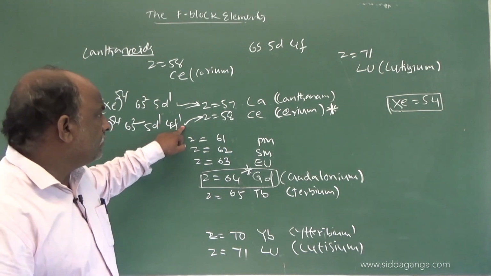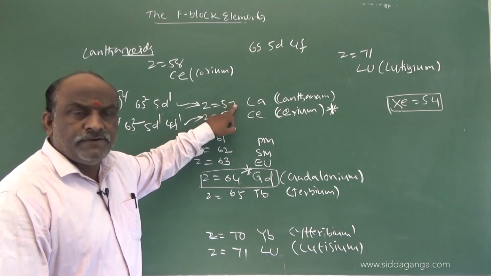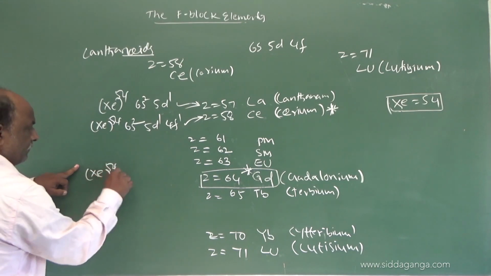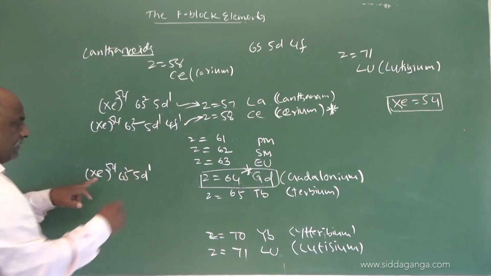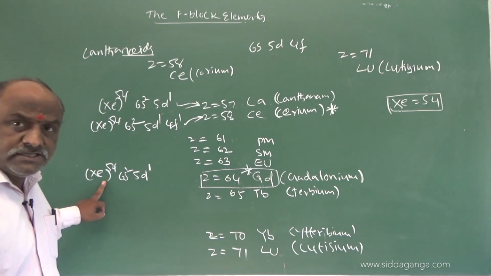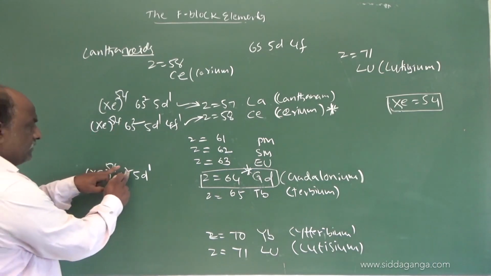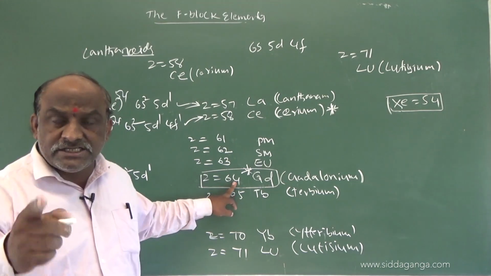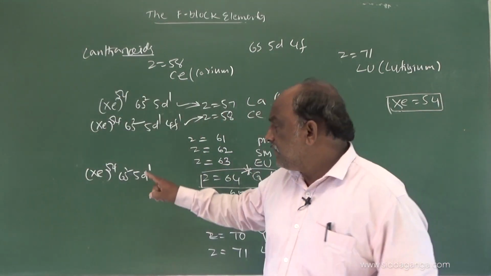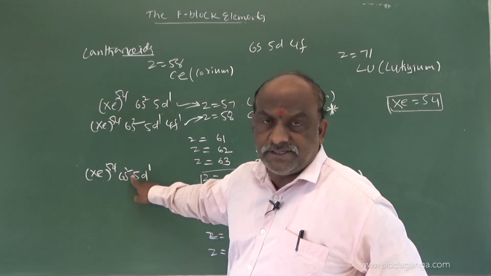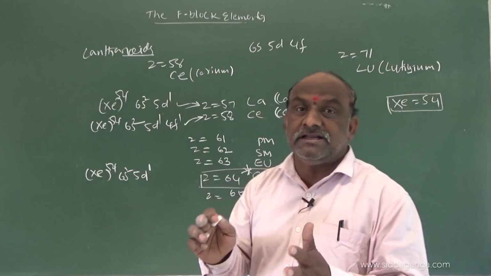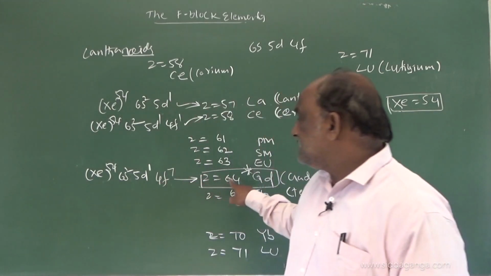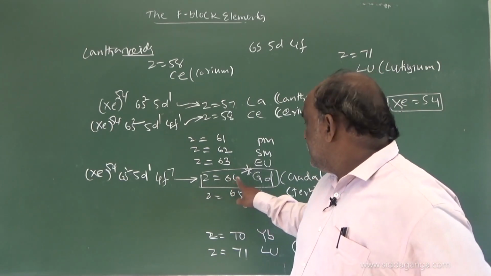Once you observe here, Z equals 57 is lanthanum. 57 plus 7 is 64. What is 64? Xenon 54, 6s2, 5d1, total 54 plus 1, 55, 56, 57. The atomic number is 64, and up to now we have finished 57. Still we require 7 electrons. Those 7 electrons go into 4f7. This is the electronic configuration of gadolinium.